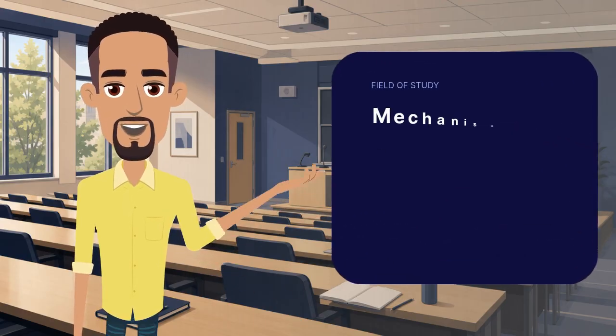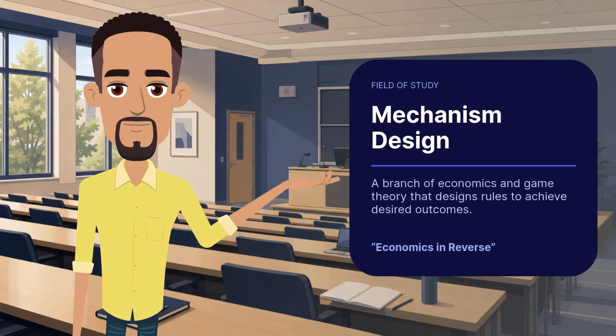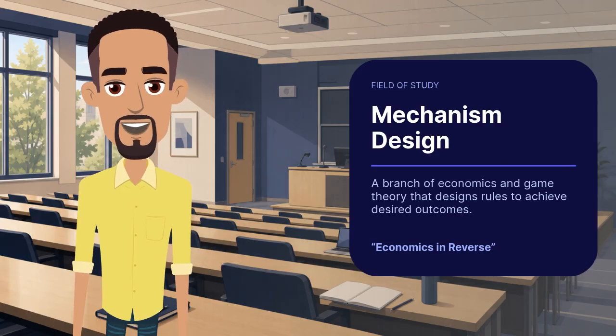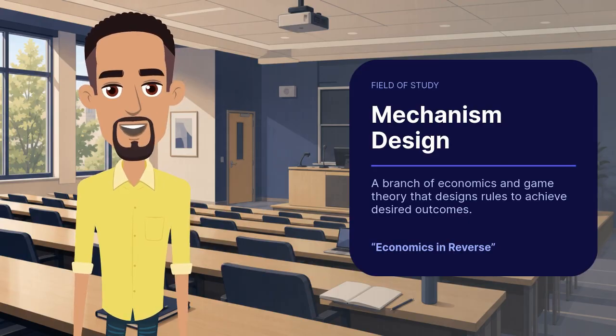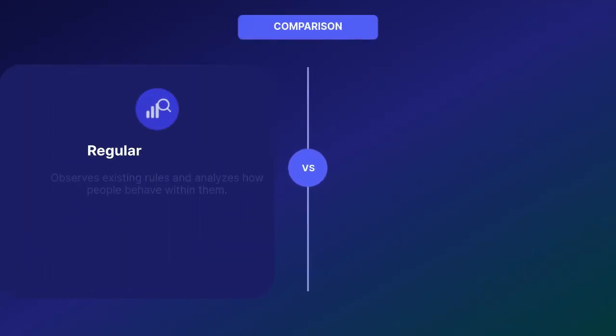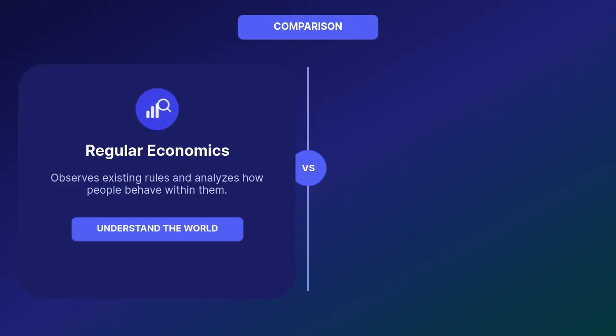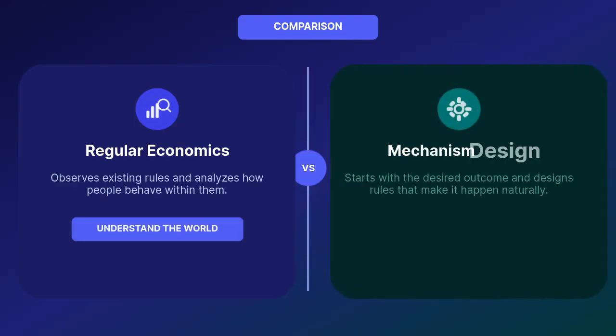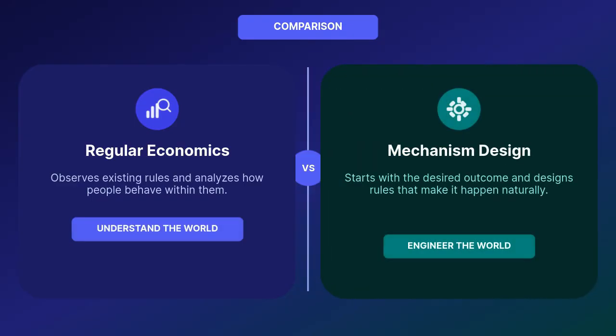Mechanism design is a branch of economics in game theory. It asks a very specific question: if you want a certain outcome, how do you design the rules of the game to get there? Think of it as economics in reverse. Regular economics looks at the world and tries to understand how people behave given a set of rules. Mechanism design flips that around. It starts with the outcome you want and then works backwards to figure out what rules would make people naturally behave in a way that gets you there.